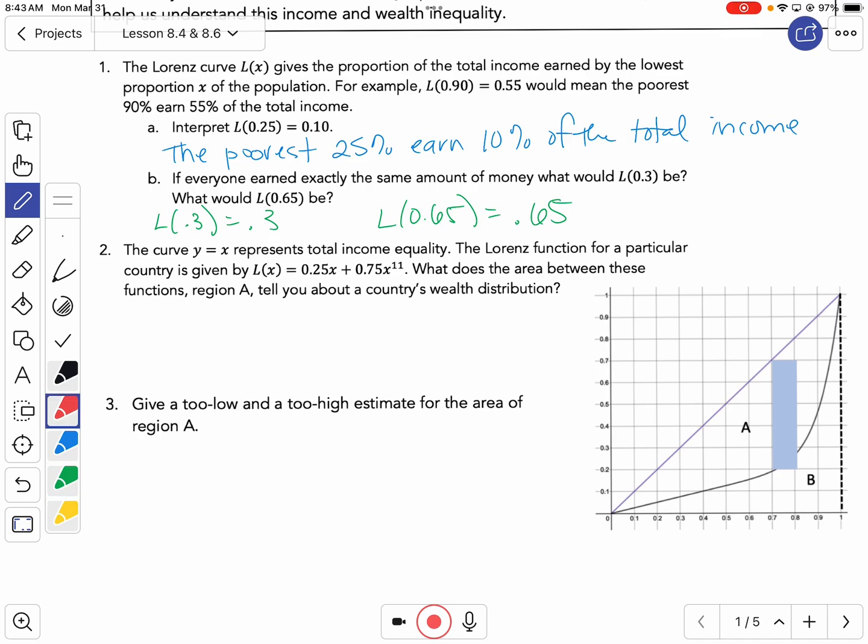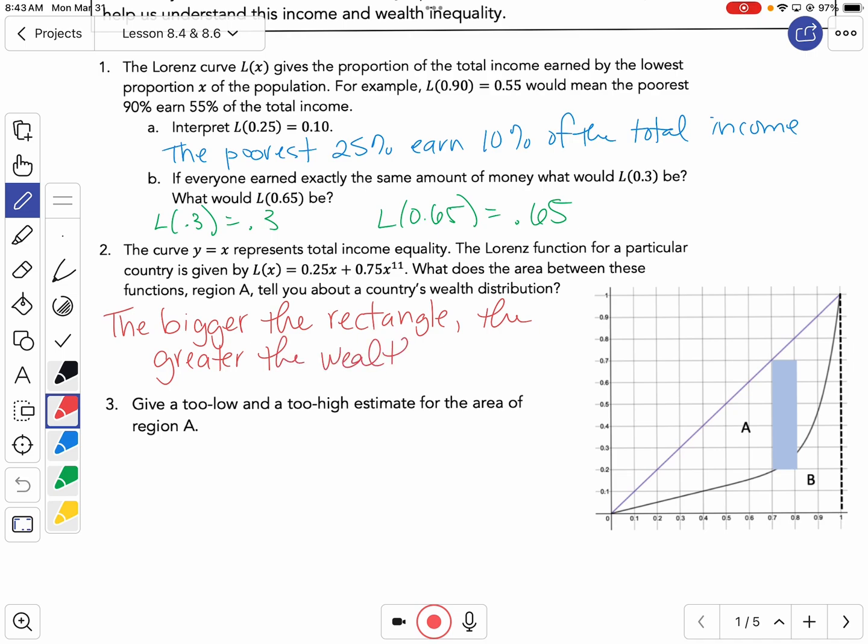Basically, if we're thinking about that rectangle, it tells me that the bigger the area of the rectangle, the greater the inequality of the wealth. Okay, so the bigger the rectangle, the greater the wealth inequality. So for number 3, it says give an estimate for the total area of region A. So of that rectangle that we see, what would be an area that's too low?